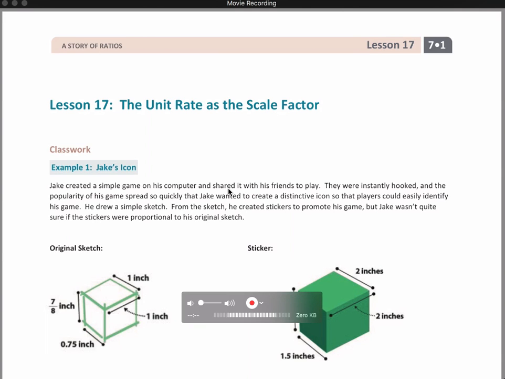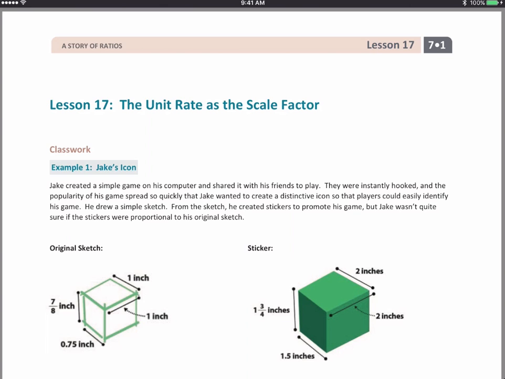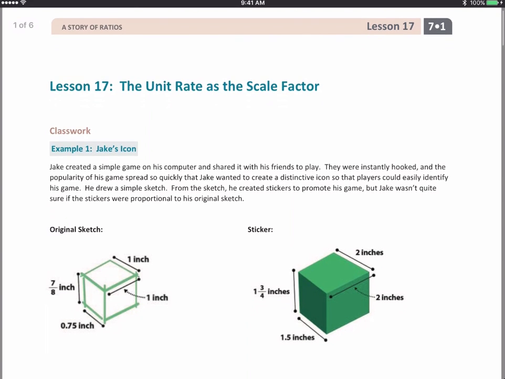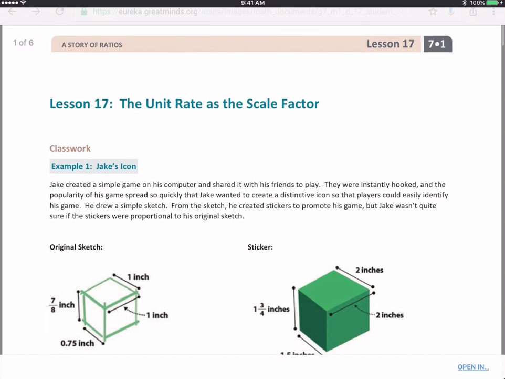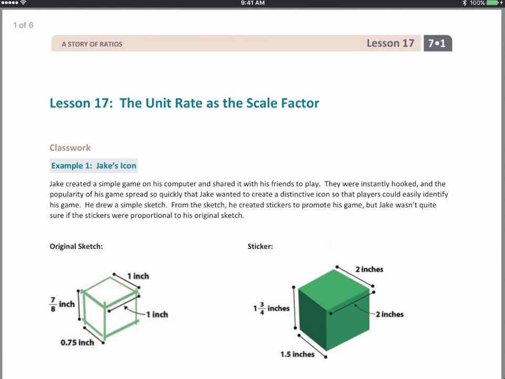We've had some practice with scale drawings, we're going to take our proportional relationships a little bit further. Notice that the name of this lesson is the unit rate as a scale factor. Unit rate is something that we know already, so there shouldn't be too much freak out about that.